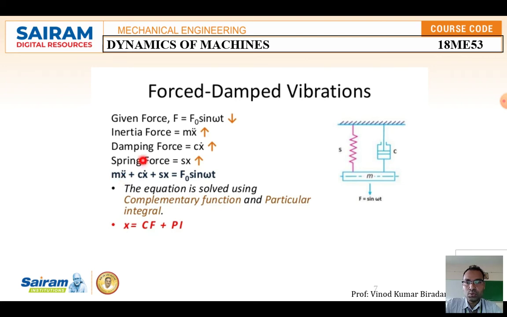Okay, that you have to apply. So here the external force is F naught sin omega t. How many forces are acting? Three forces: 1, 2, 3. So the inertia force plus damping force plus spring force, that is mx double dot plus cx dot plus sx, is equal to F naught sin omega t. Okay, so the equation can be solved with the help of what?